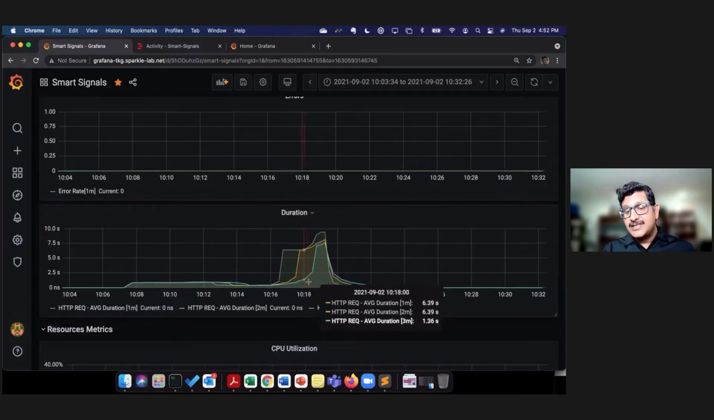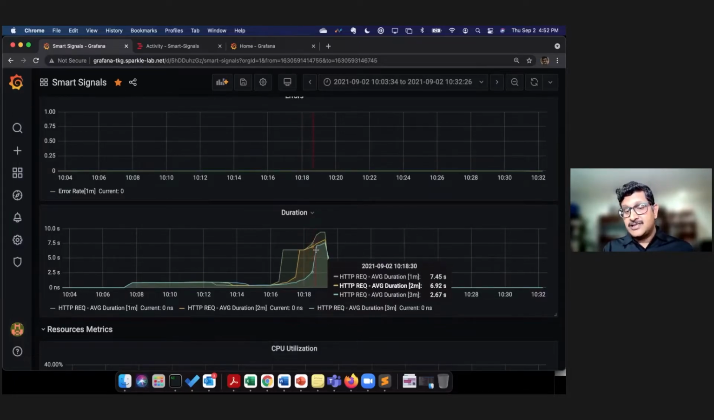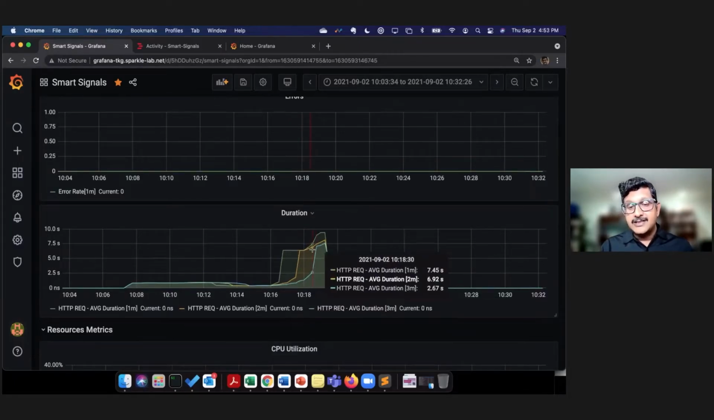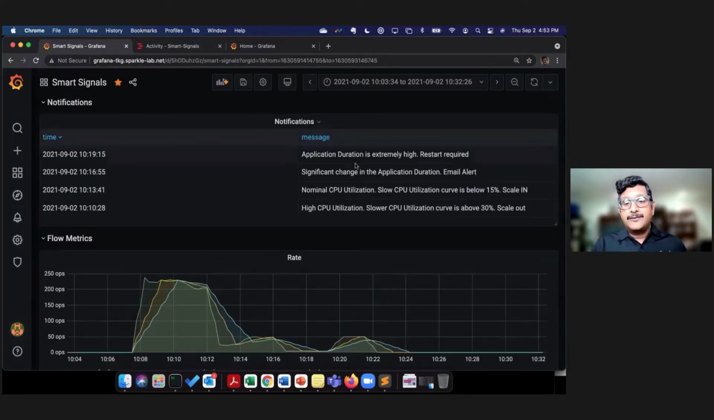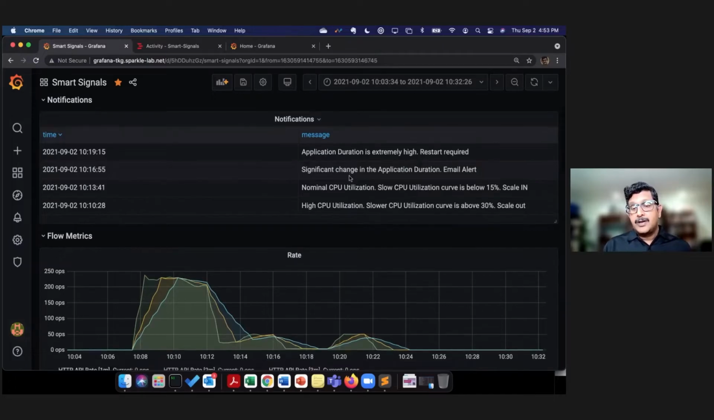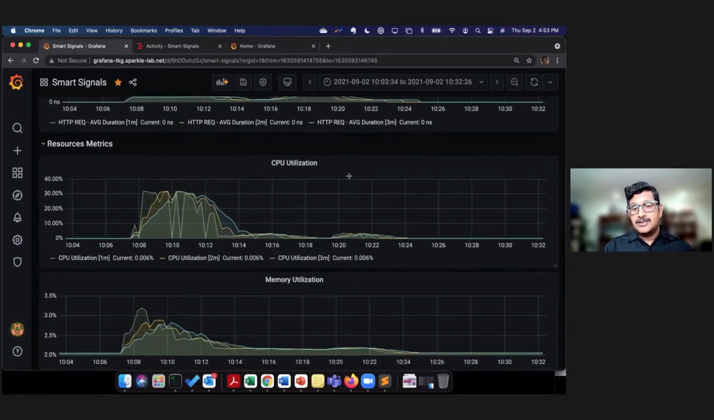And as soon as we see that the duration is not coming down and it is going up, in this case now it has gone up to 7 seconds, at that time we raise an alert saying we have a significant change in the application duration. This could be an SMTP or SNMP kind of alert which we send out, which can be handled. But we also continue to monitor the situation.